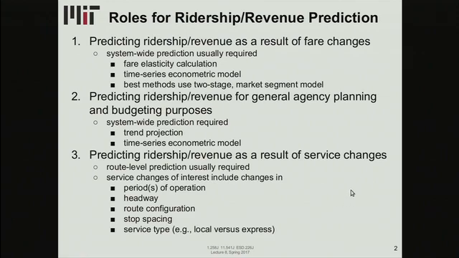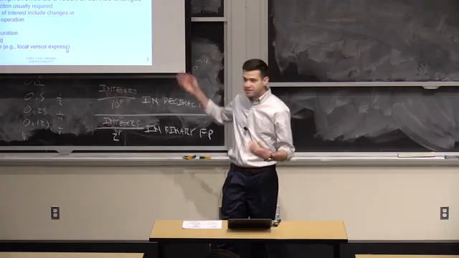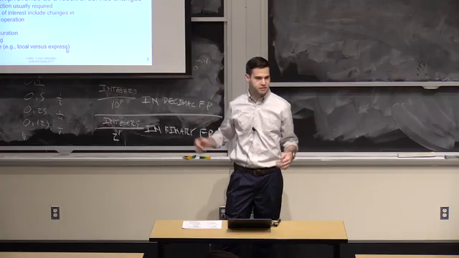Then there's predicting ridership and revenue as a result of service changes. This is the other very typical example. So here we are interested in more detailed route level prediction as opposed to system-wide prediction. And therefore, we need to take into account a higher resolution set of variables, like the periods of operation, the headway or frequency of service, route configuration, stop spacing, and service type, right? Because demand responds to all of these factors.